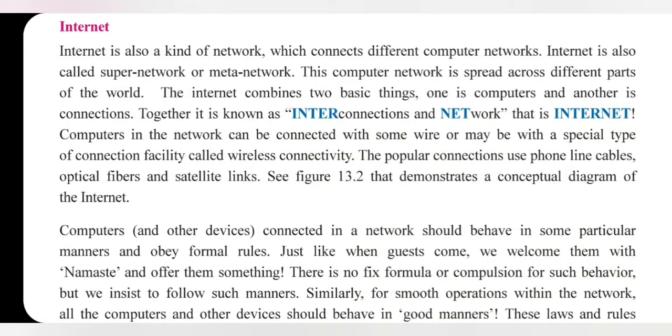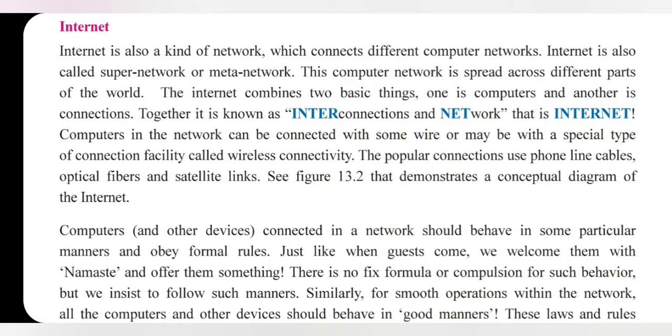What is included in the internet? Two basic things are there. One is the computer and another is the connections. So here you are combining the computers and the connections. Together it is known as an interconnection and a network. So the interconnection of a network is known as the internet. That is how the term came: by merging interconnection and network, the term internet came.